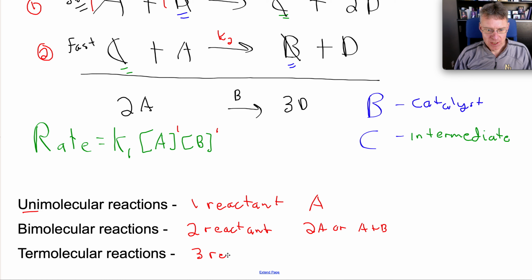Termolecular, we now need to have 3 reactants in a step or reaction overall. So we could have 3 A's, we could have 2 A's and a B, or you could have 3 different things colliding. Now these types of reactions are less common. The probability of 3 things all colliding at the exact same time to cause a reaction is going to be much lower. And we don't talk about any 4, 5, 6 molecular type reactions.